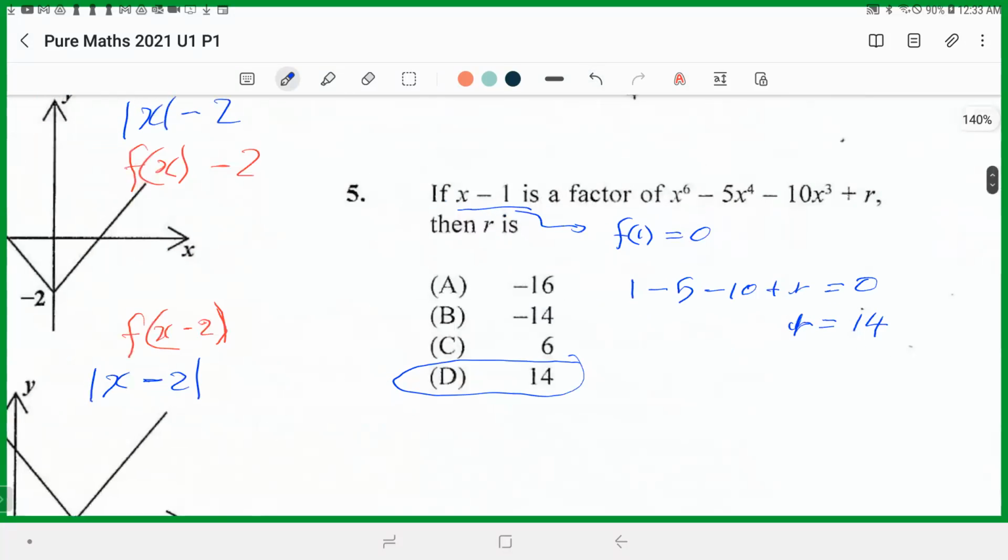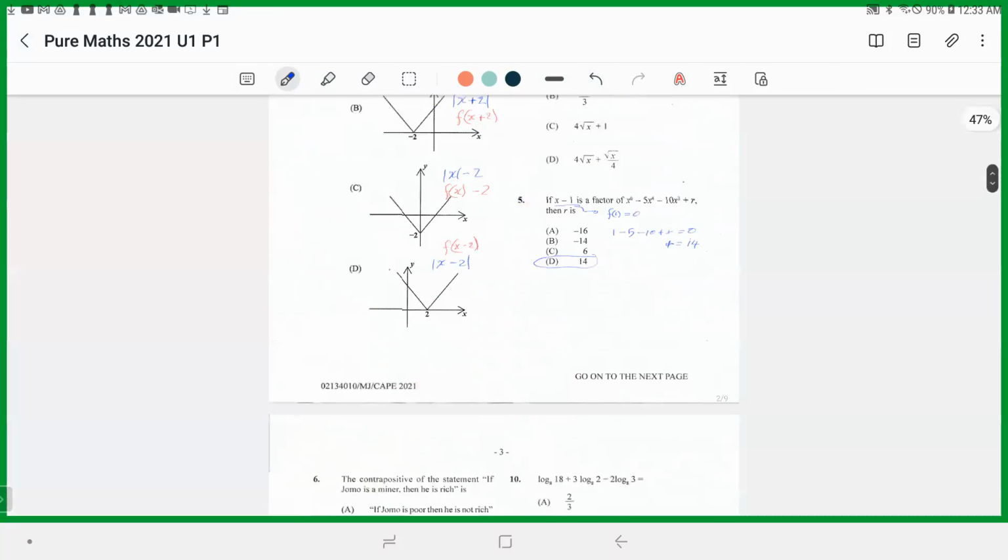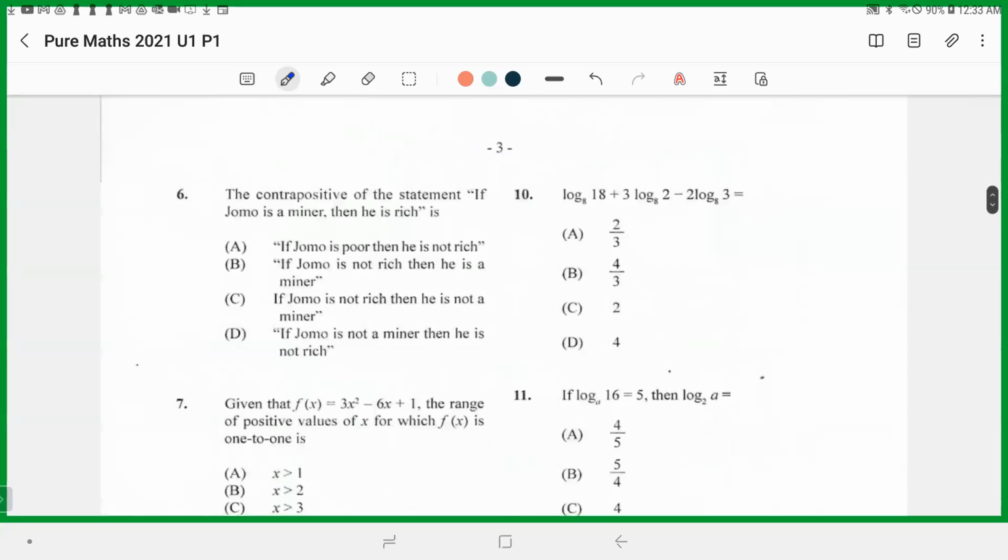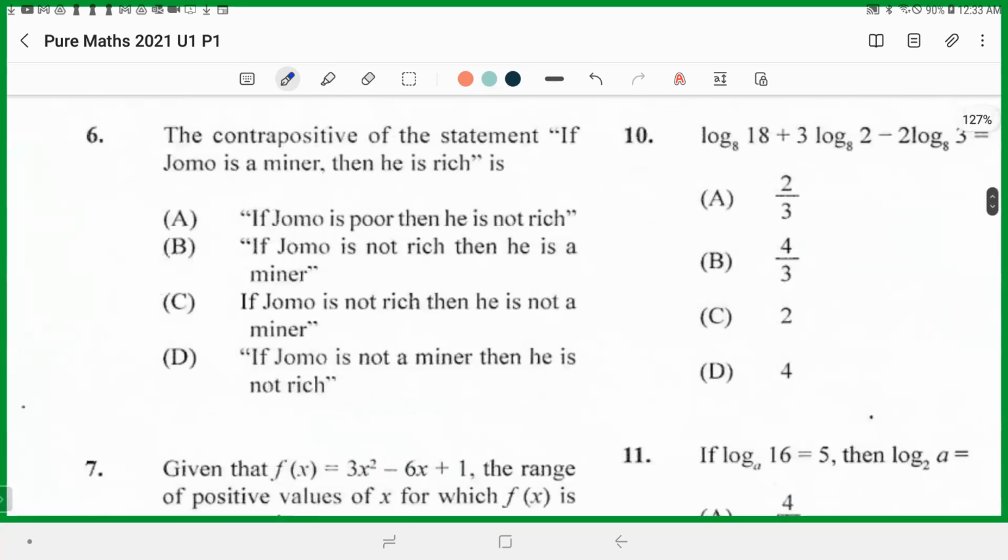Easy question. Add maths. All right. Finish for page 1. Next page. All right.